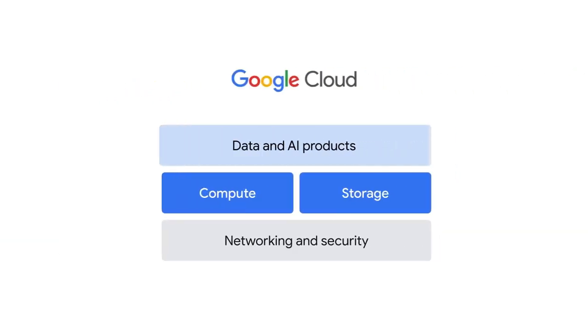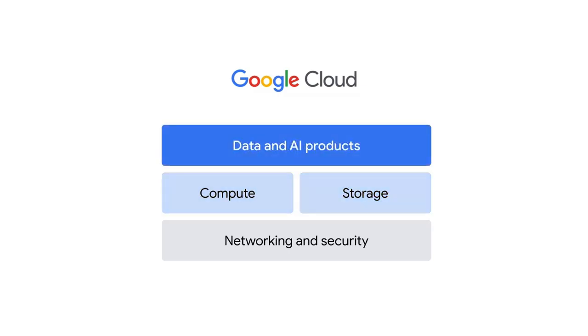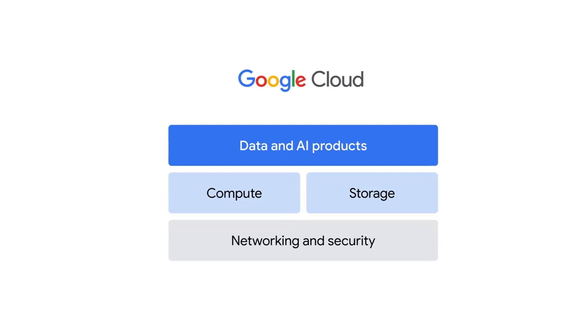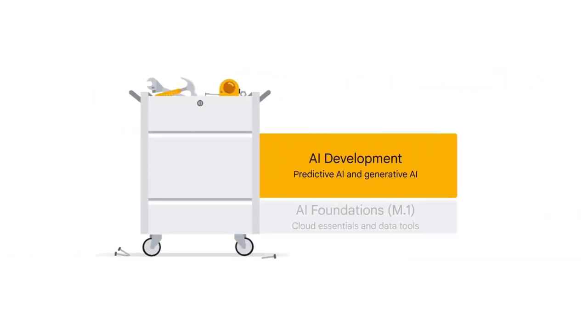This course presents a toolbox that is based on the AI and ML framework on Google Cloud. The toolbox is organized into 3 layers to make navigation easier. You begin with the AI Foundations layer in this module, Module 1. Here you learn about cloud essentials like compute and storage. Also about data and AI products that support your journey from data to AI. You then advance to the AI development layer. In Module 2, you focus on the options to develop an ML model from beginning to end on Google Cloud.